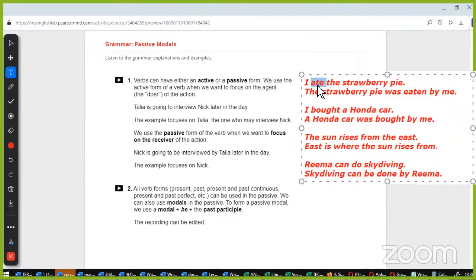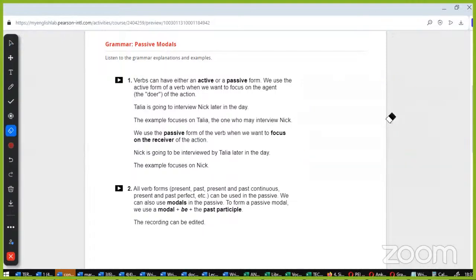Great, that's the object. Because it responds to the question what? What did I eat? I ate the strawberry pie. Okay, I bought a Honda car. So the Honda car is the object. It becomes the subject, basically. The sun rises from the east. Here the same. And here Rema can do skydiving. Skydiving can be done by Rema. I don't know if you have any questions with number 1. No, mister, it's clear. Okay, so let's do number 2.